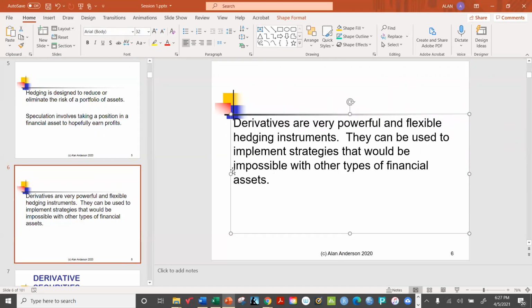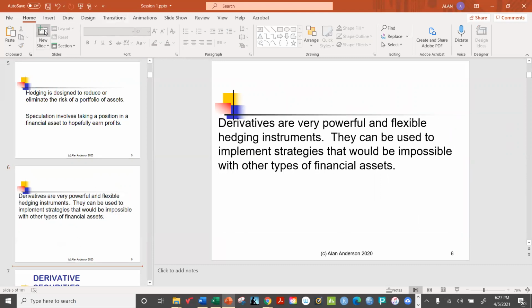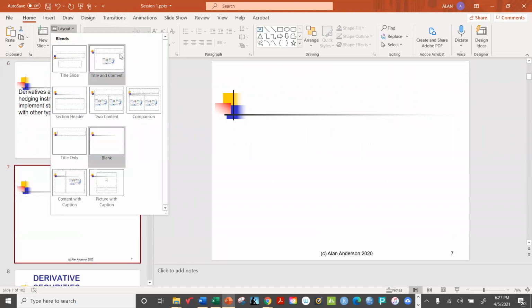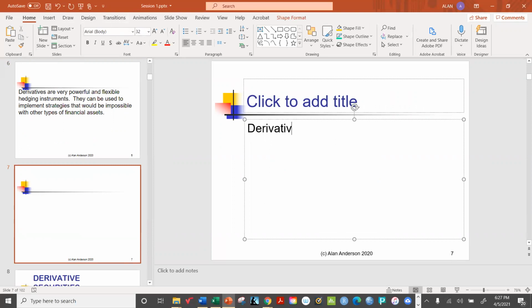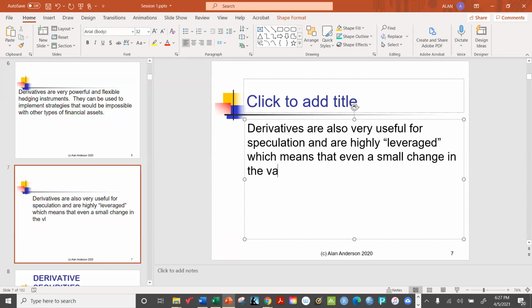At the same time, though, they're also extremely useful for speculation and are highly leveraged, which means that even a small change in the value of an asset can lead to large gains or losses for these derivative securities.